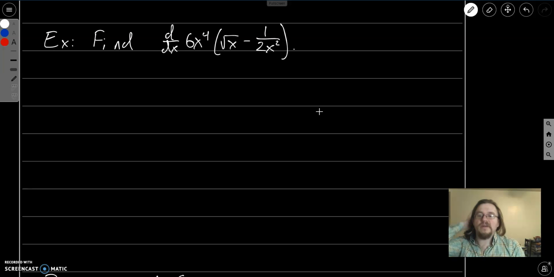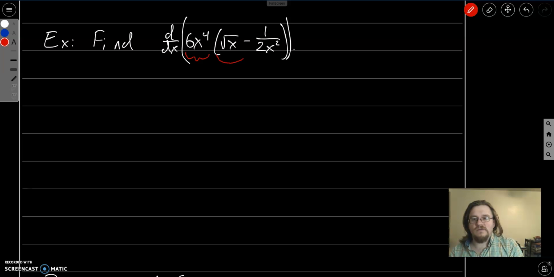So here I want to find the derivative. Let's add some parentheses just so we know. We're going to find the derivative of this entire thing. So again, it looks like I've got one function out front, and I've got one function in the back. So what I'll do is I'll use my product rule. So this derivative is going to be my first function times the derivative of the second. So this is going to be the square root of x minus 1 over 2x squared.